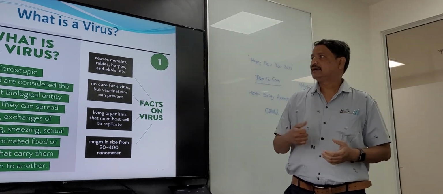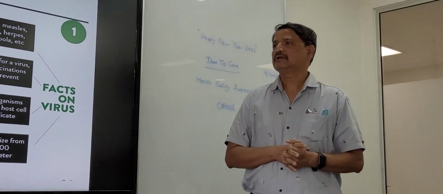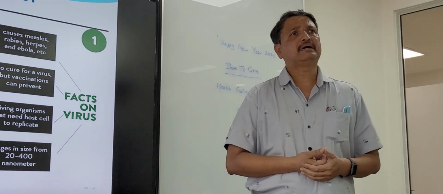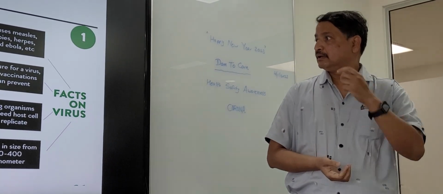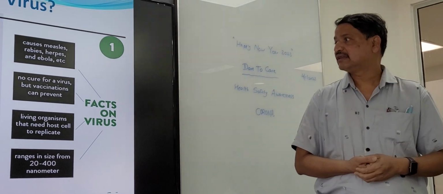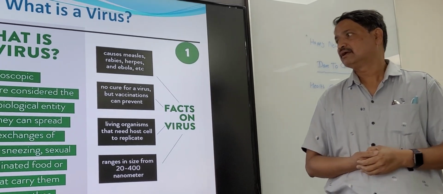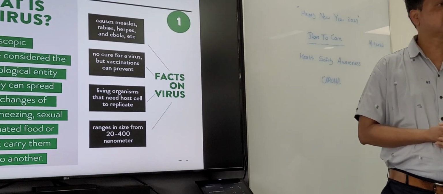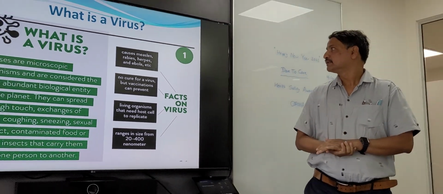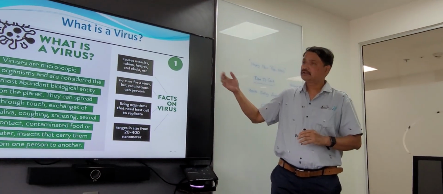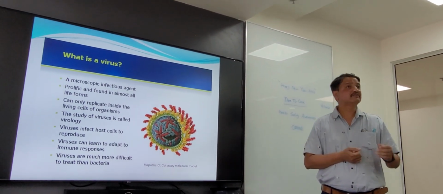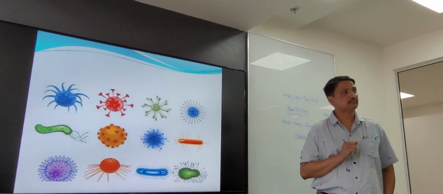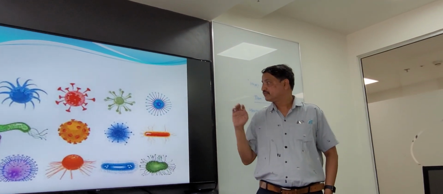transmission. But viruses are microscopic organisms and very, very minute; they are measured in nanometers. They can spread through touch, exchanges of saliva, coughing, all the secretions, contaminated food, insects, person to person. Apart from corona, there are many other viruses like measles. There is a measles epidemic also going on in Mumbai. So these are different kinds of viruses.